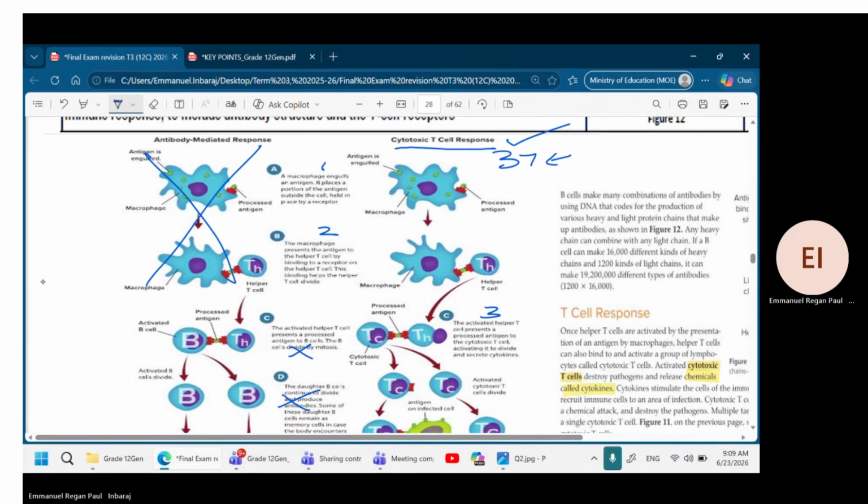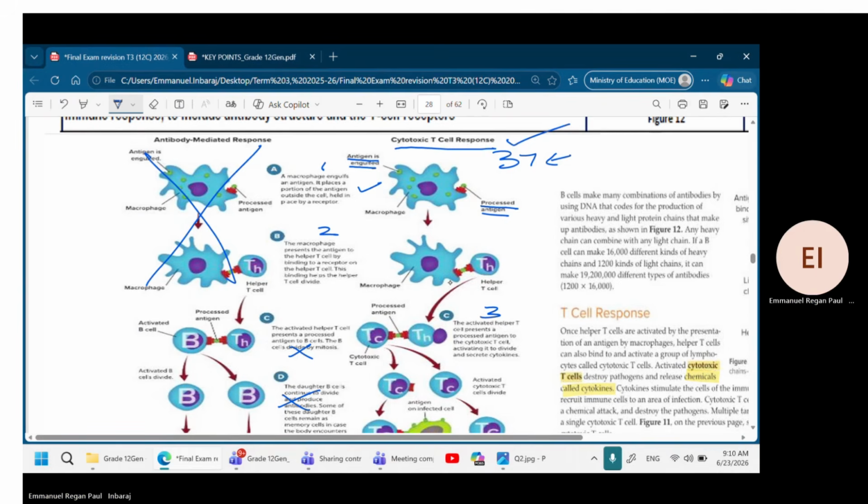You see. So what happens? Let's say this is a macrophage. You can see the antigen is engulfed. Antigen means, let's say, a pathogen. That means bacteria or virus is engulfed, eaten. So when the bacteria or the virus enters the macrophage, what does the macrophage do? The macrophage will process it. So it is processing the antigen. Finish. This is point number 1. The macrophage engulfs the antigen and then processes it.